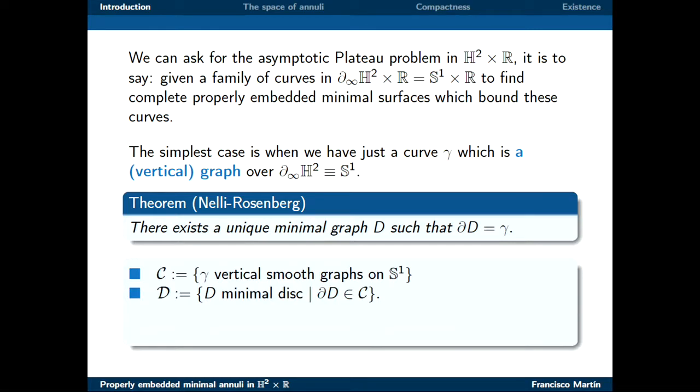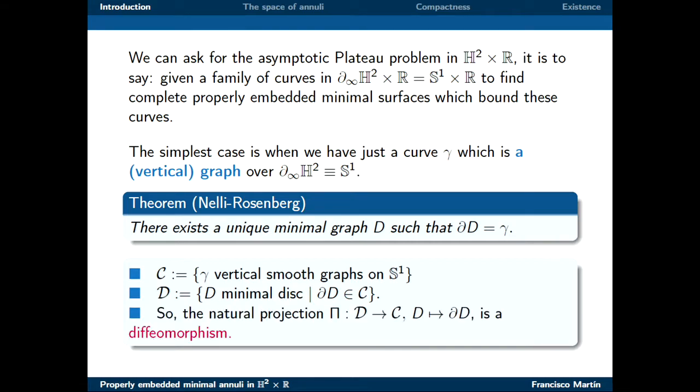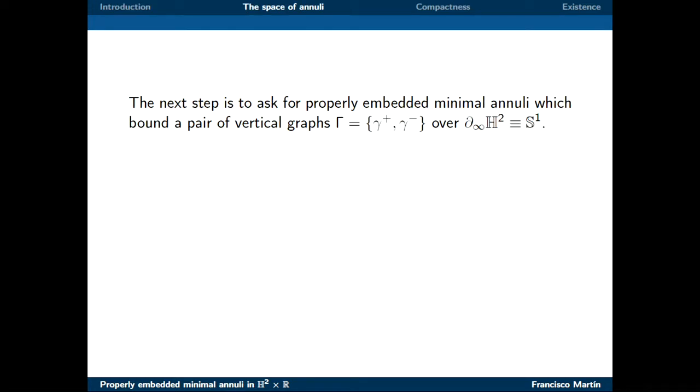So that means that if you consider C as the space of these horizontal curves, and D the space of minimal disks, the natural projection that projects a disk to its boundary is a diffeomorphism. So the next step that we are interested in is what happens if you consider two curves at infinity.